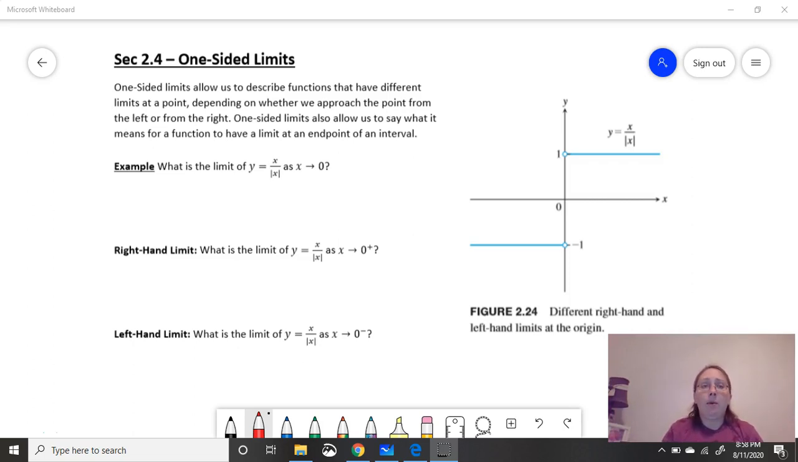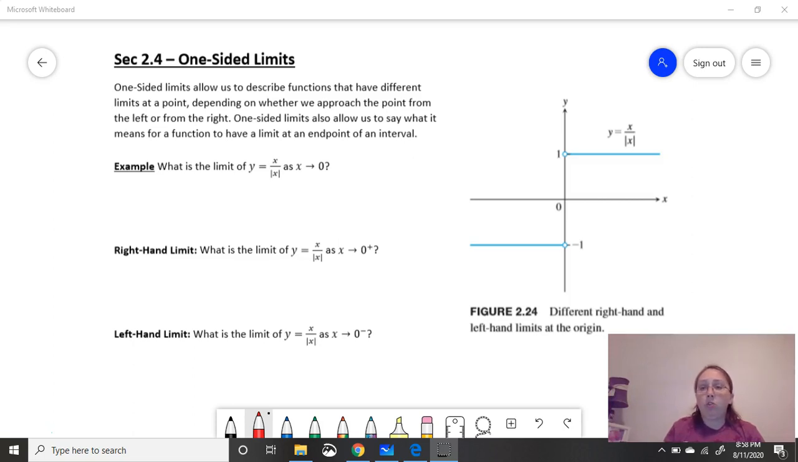One-sided limits allow us to describe functions that have different limits at a point, depending on whether we approach the point from the left or from the right. One-sided limits also allow us to say what it means for a function to have a limit at an endpoint of an interval. So first of all, I want you to look at this function. And I want you to ask, what is the limit of the function in the image as x approaches 0?